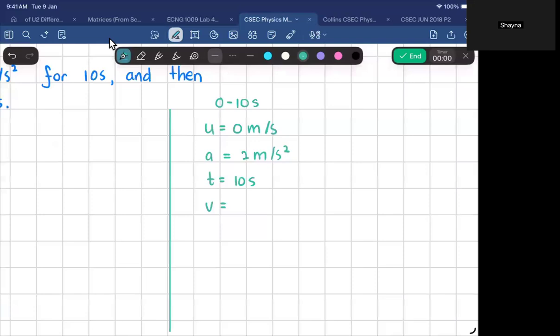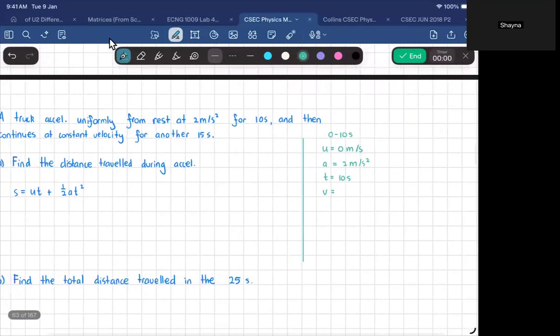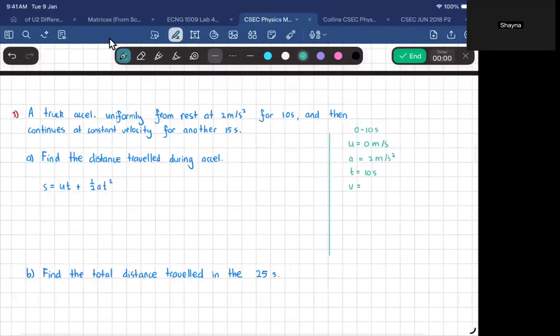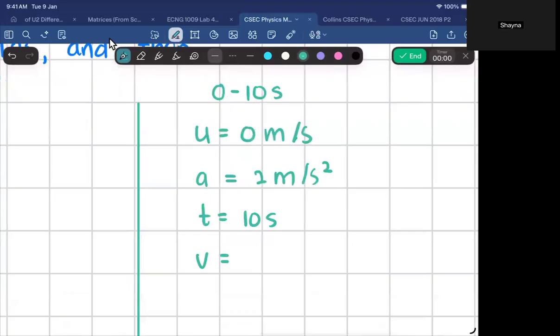Think about it. Yes, sir. So this truck accelerated from rest for how long? 10 seconds. Do we know what the final velocity is? No. Is that something we could find? Yes, sir, we could find that. So keep that in mind.